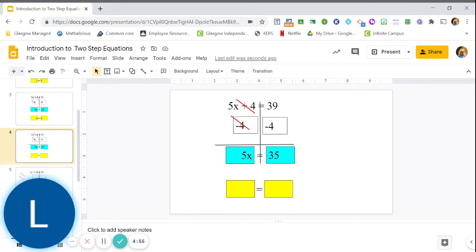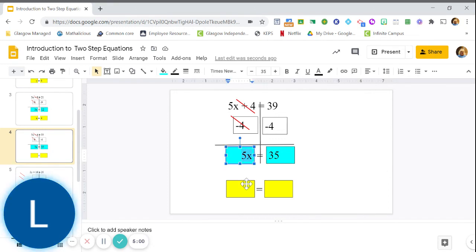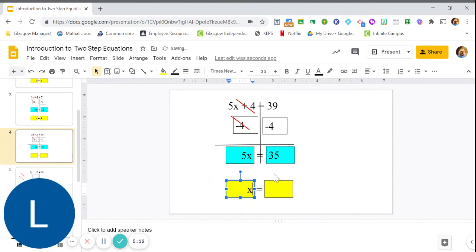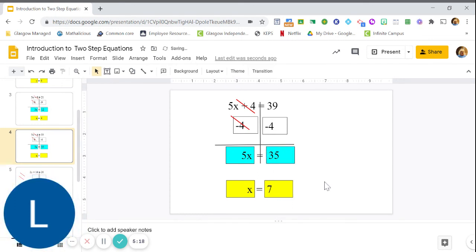And so now I have 5x equals 35. And so side by side means to multiply by 5. So I'm going to do the opposite and divide by 5. So 5x divided by 5 would leave me with just x. And then on this side, 35 divided by 5 would give me 7. So x would equal 7.